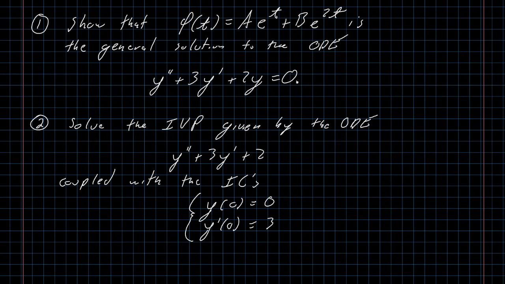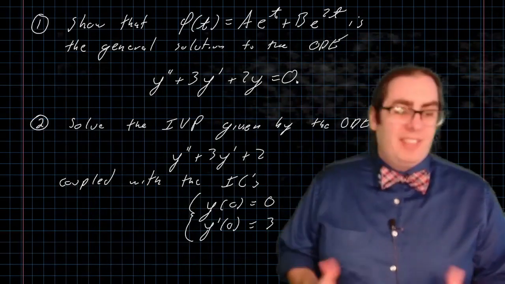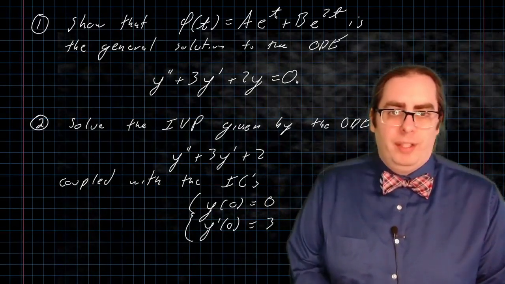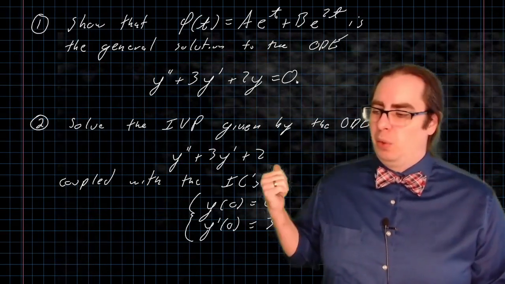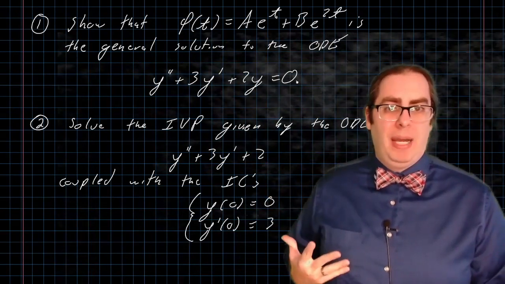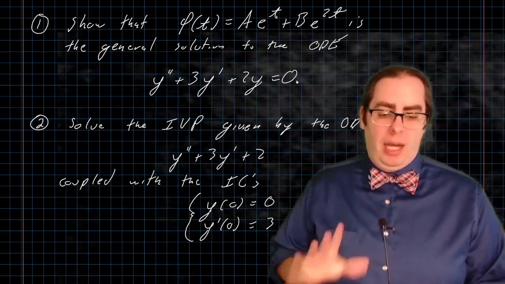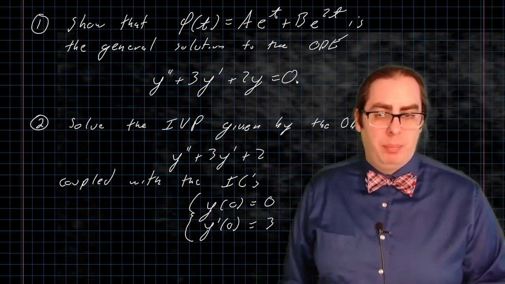So two problems here. The first one: show that the function phi of t equals a times e to the t plus b times e to the 2t is the general solution for the ordinary differential equation y double prime plus 3y prime plus 2y equals 0. That's actually the problem that I'm going to have you work on your own for this video. You're welcome to pause the video and try that, or watch me go through the second part and then come back and show that first part on your own. But I would like you to work through that on your own at some point here.